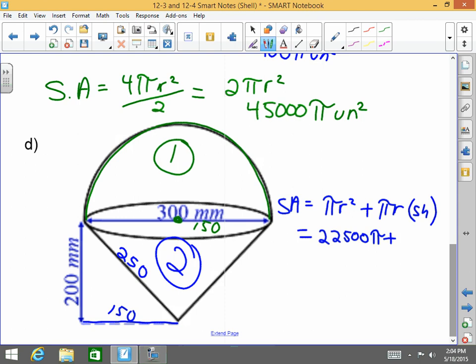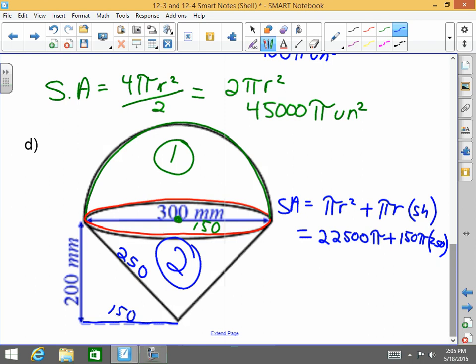No, that's a great question. My boy asked, is this circle in between part of surface area? No, because it's inside of it. Surface area is the outside. Oh, I'm very proud of you. Great question. So we got 22,500 pi plus pi r, which is 150 pi, times slant height of 250.